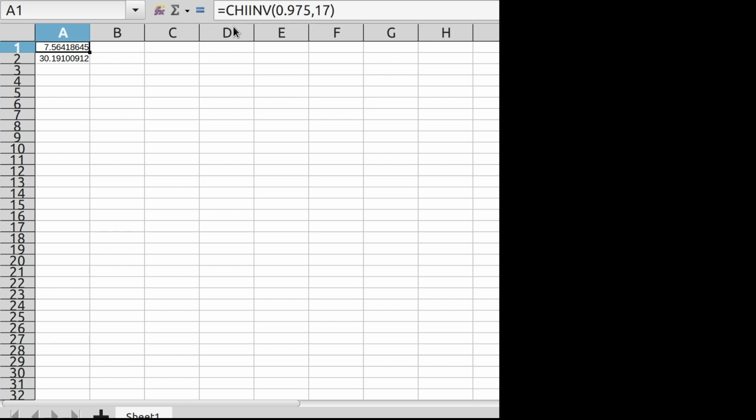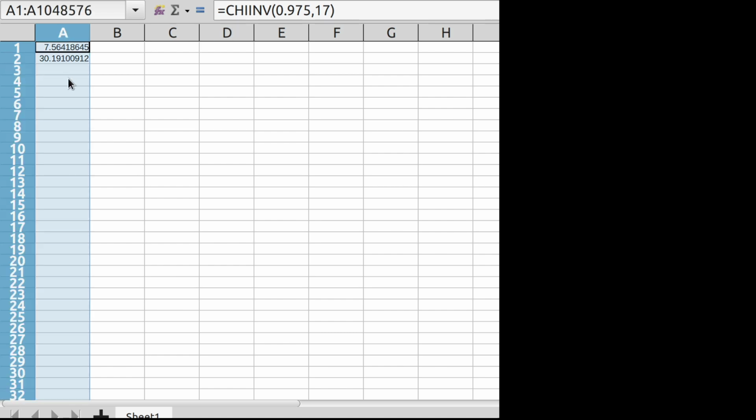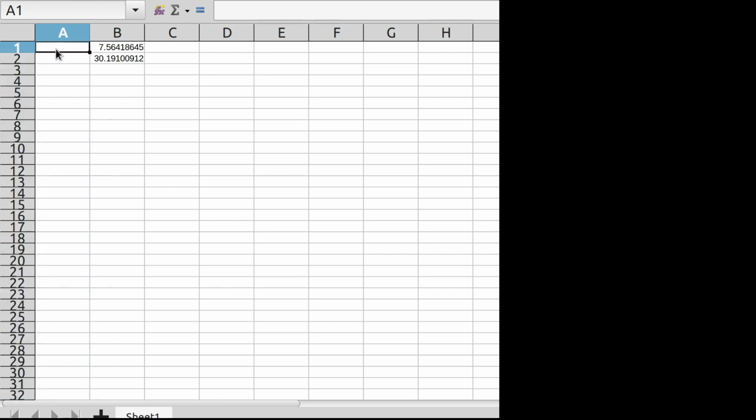And that gives me the left chi-squared. Let me actually put that in here for you. I'll label this chi-squared left, and this is chi-squared right. And now to get the right value, I have to do 1 minus the C value. And that works it for us, and we're able to get the critical values that come out of chi-squared.